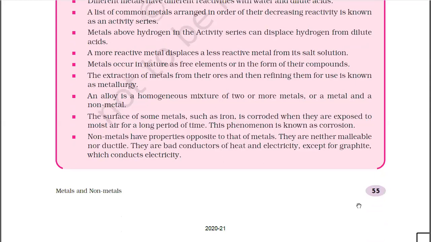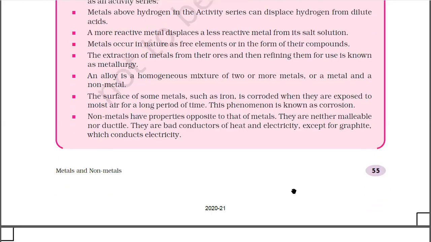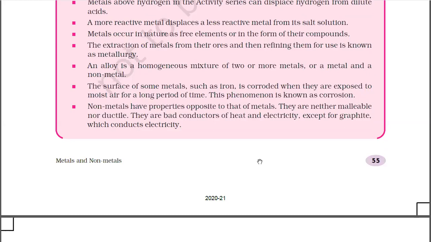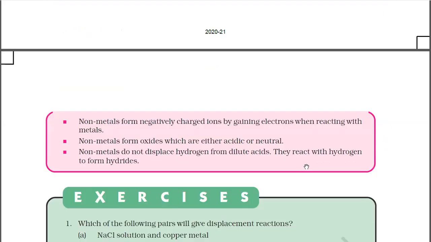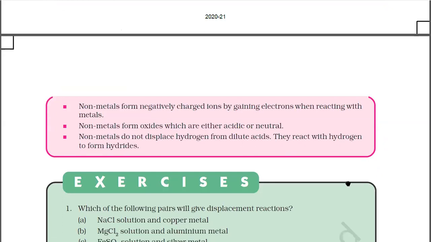The surface of some metals, such as iron, is corroded when they are exposed to moist air for a long period of time. This phenomenon is known as corrosion. Nonmetals have properties opposite to those of metals. They are neither malleable nor ductile. They are bad conductors of heat and electricity, except for graphite, which conducts electricity. Nonmetals form negatively charged ions by gaining electrons when reacting with metals. Nonmetals form oxides, which are either acidic or neutral. Nonmetals do not displace hydrogen from dilute acids. They react with hydrogen to form hydrides.